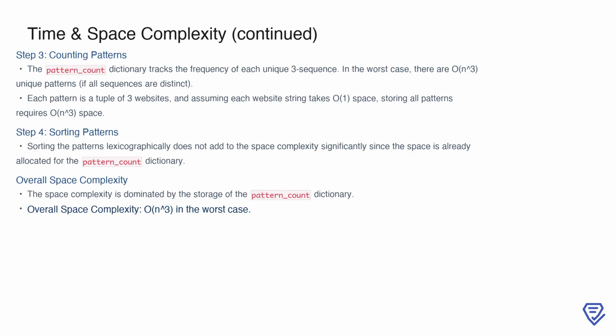If all sequences are distinct, there could be O(n^3) unique patterns in the worst case. Each pattern is stored as a tuple of 3 websites, and assuming each website string takes O(1) space, the total space required for pattern_count becomes O(n^3). When sorting patterns in step 4, no additional space is needed beyond what is already used by the pattern_count dictionary. Thus, the space complexity is dominated by the storage of patterns, resulting in an overall space complexity of O(n^3) in the worst case. This aligns with our earlier observation that counting and storing patterns is the most resource-intensive part of the solution.